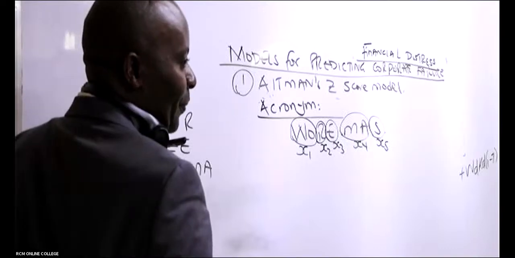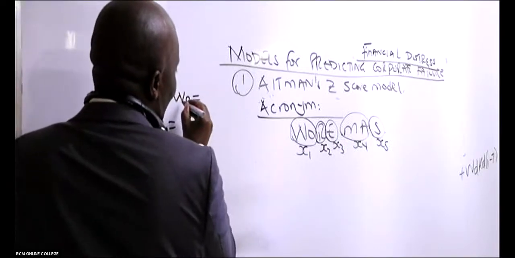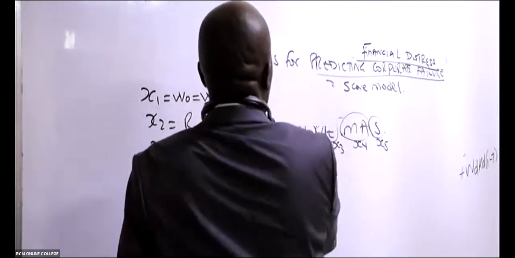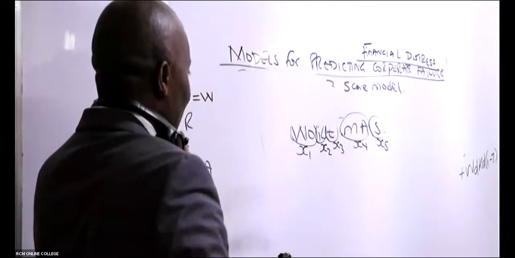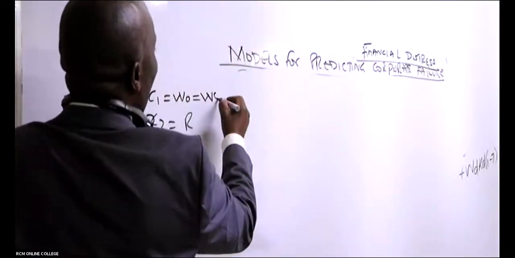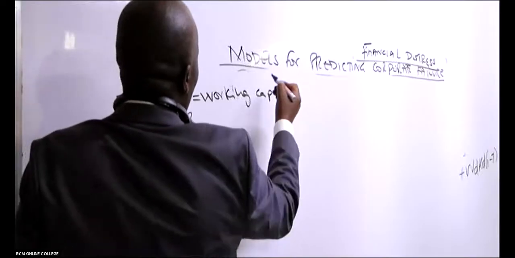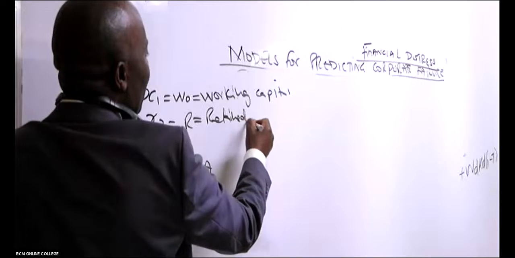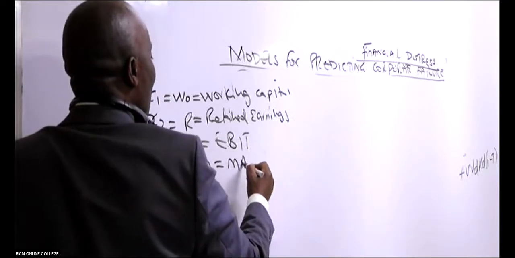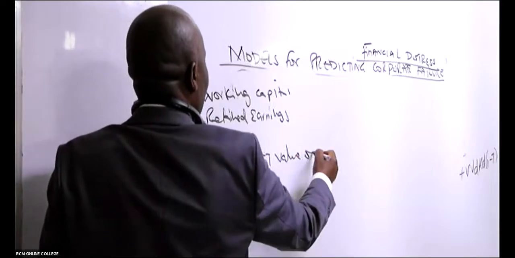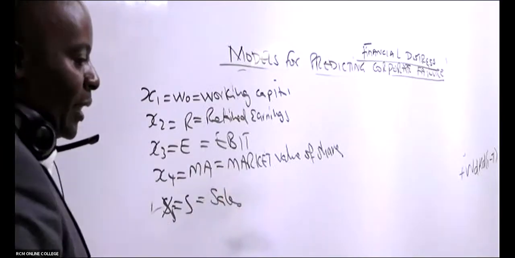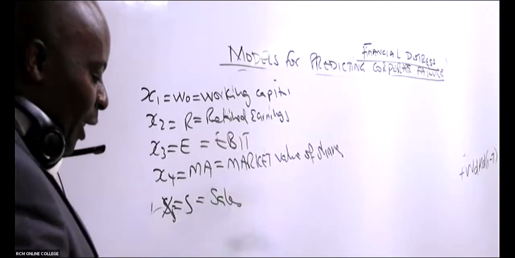Please write just beside this that WO stands for working capital. R stands for retained earnings. E stands for EBIT. M stands for market value of shares. S stands for sales. Please write like that. And once you finish, give me a thumbs up, especially the online guys.